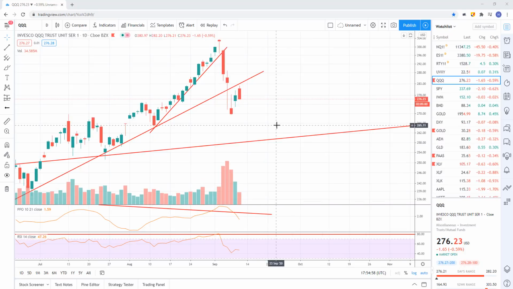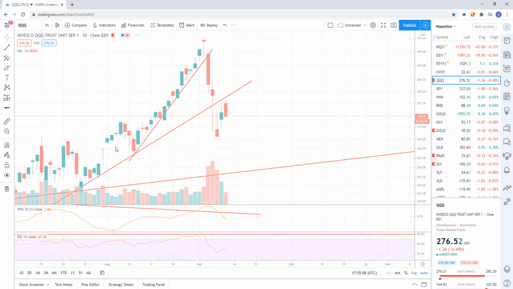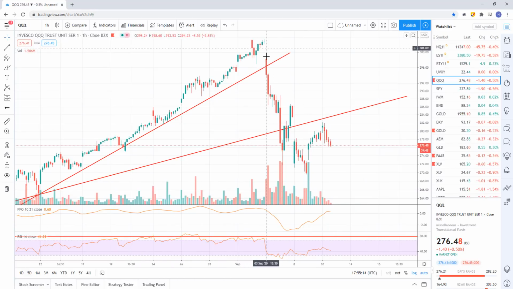So what am I focusing on in the Qs? Well, a couple things. We had this uptrend line right here. This was your sell signal, a shorter term sell signal. We found that on the hourly chart. You can see it right here. This was the uptrend line I was pointing out on the video. We had an impulsive breakdown and we sold down. So that was your initial sell signal, up in this area, 295, right around there.